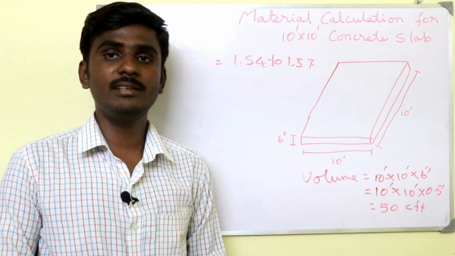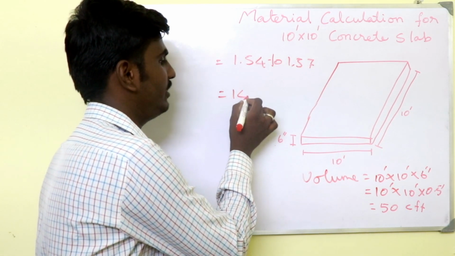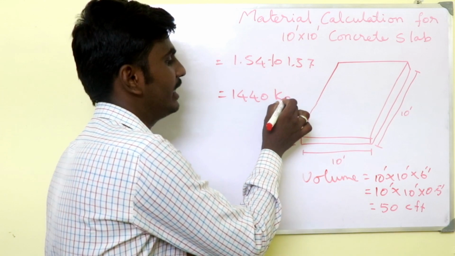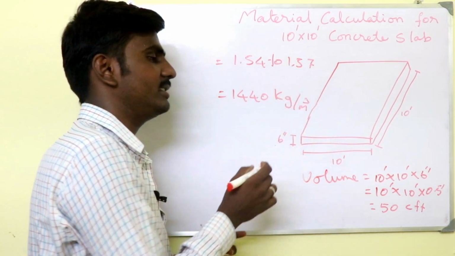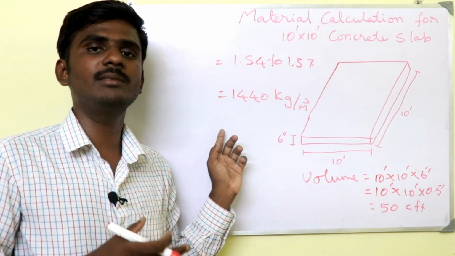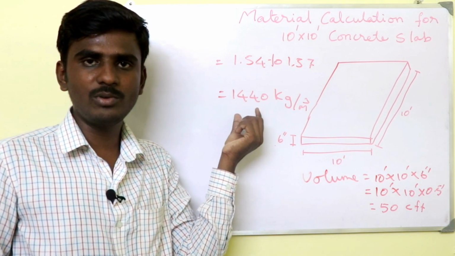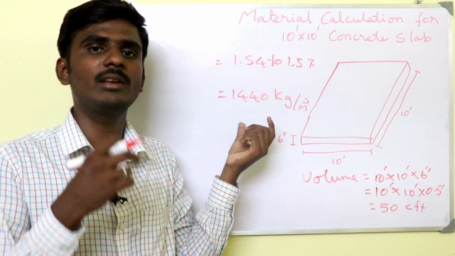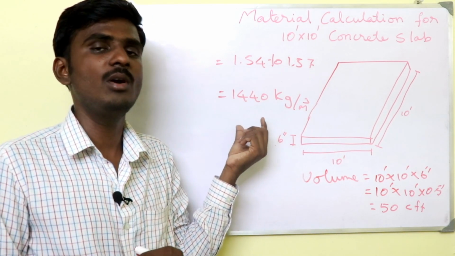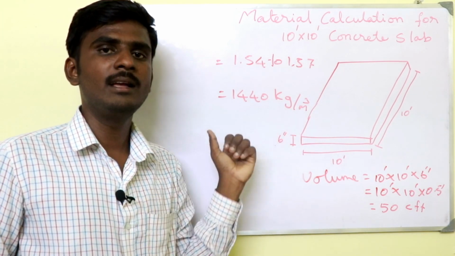The third thing we should know is the unit weight of cement, that is 1440 kilogram per meter cube. This is the standard value. You can memorize this. Because cement available in the market is in kilograms, we have to calculate the value of cement in kilograms. That is why we should know the unit weight of cement, that is 1440 kilogram per meter cube.